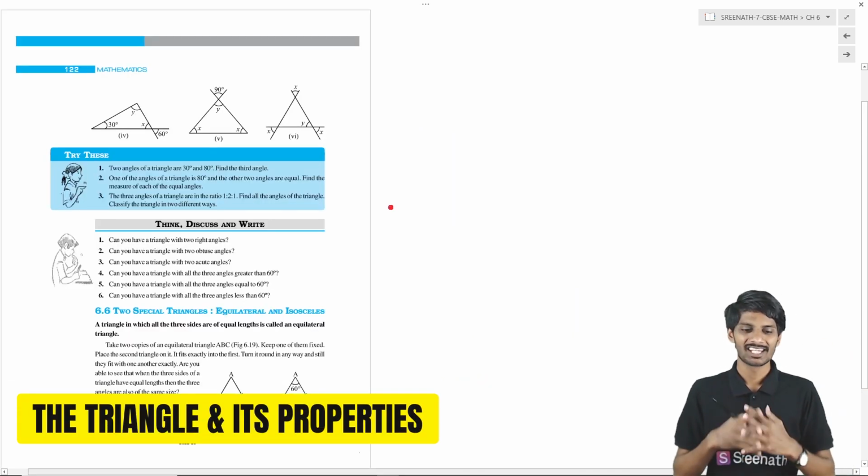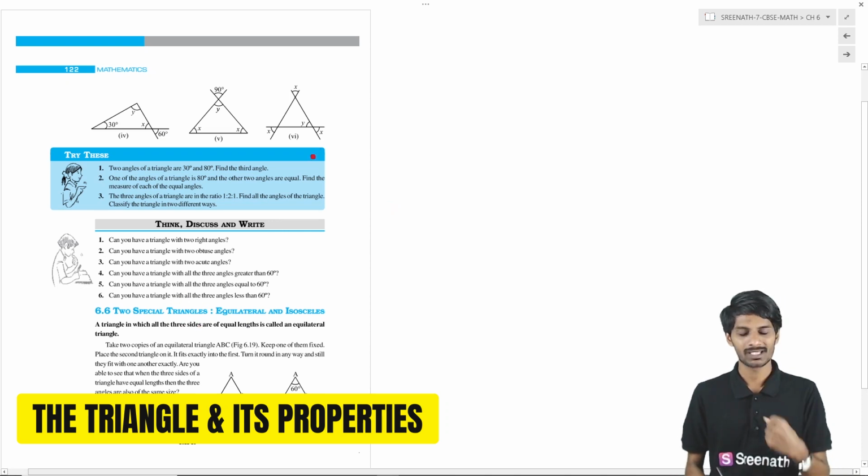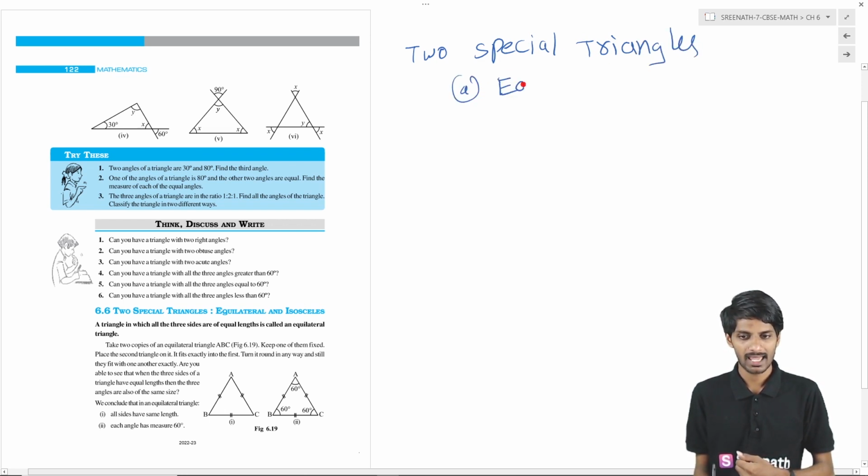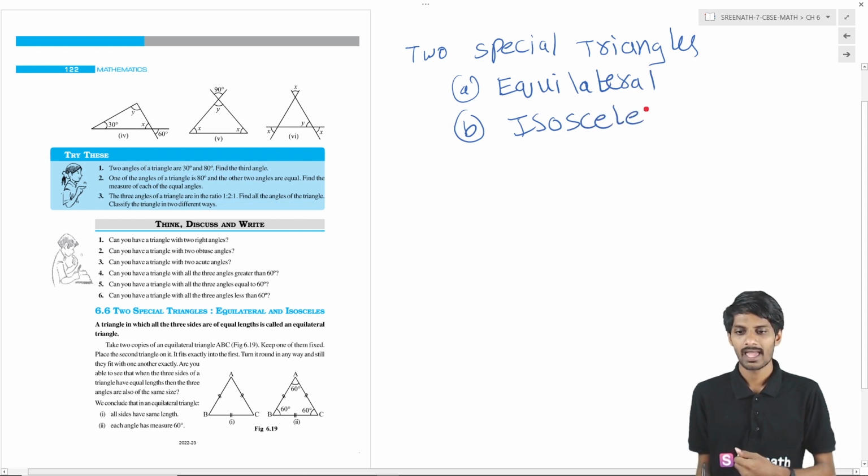Hello students, now we'll discuss some of the topics in this chapter, students. So here there are two special triangles. What are the two special triangles, students? One is the equilateral triangle, and another is the isosceles triangle. Now we are going to discuss these two triangles.